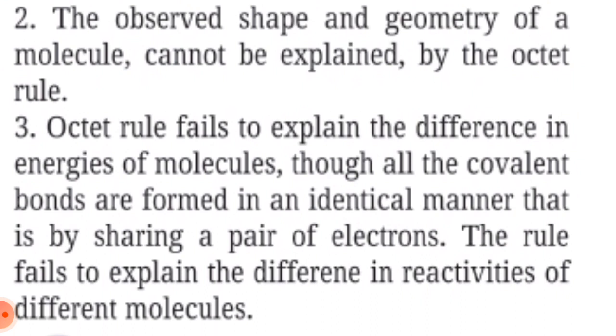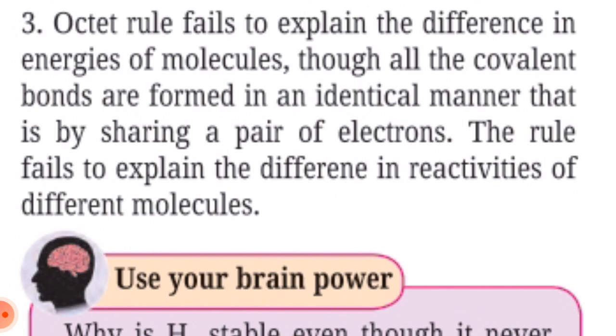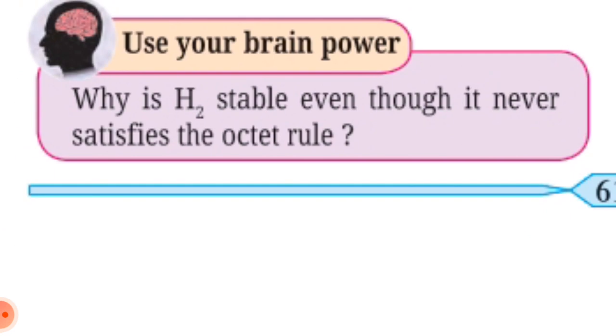The observed shape and geometry of a molecule cannot be explained by the octet rule. Third, the octet rule fails to explain the difference in energy of molecules. Though all the covalent bonds are formed in an identical manner, that is, by sharing a pair of electrons, the rule fails to explain the difference in reactiveness of different molecules. Use your brain power. Why is hydrogen stable even though it never satisfies the octet rule?